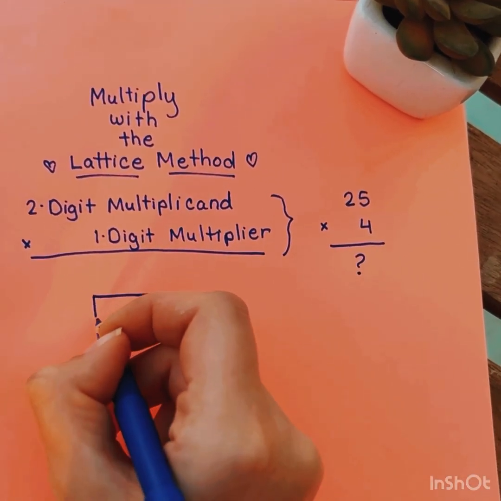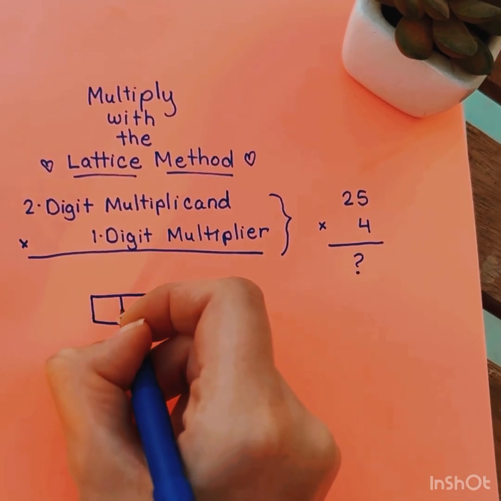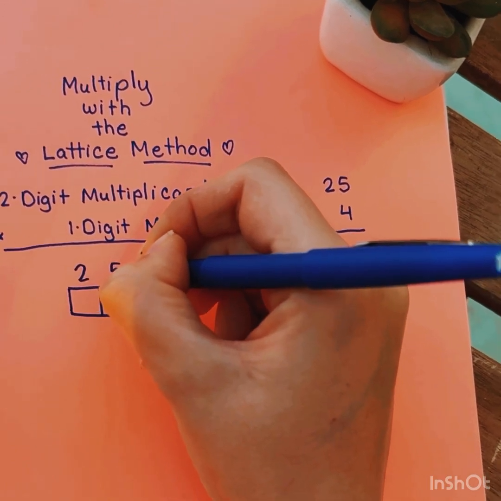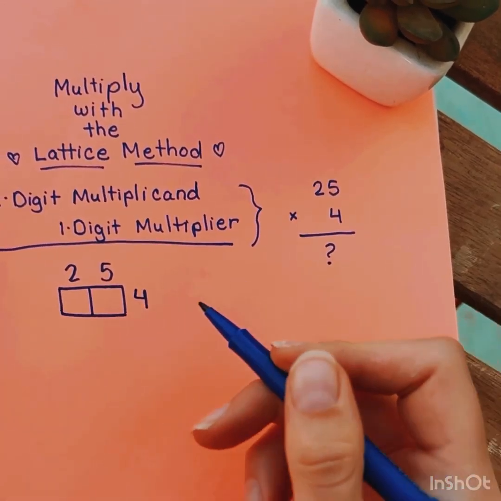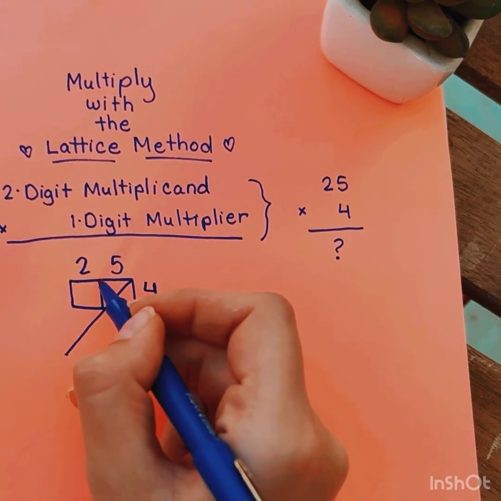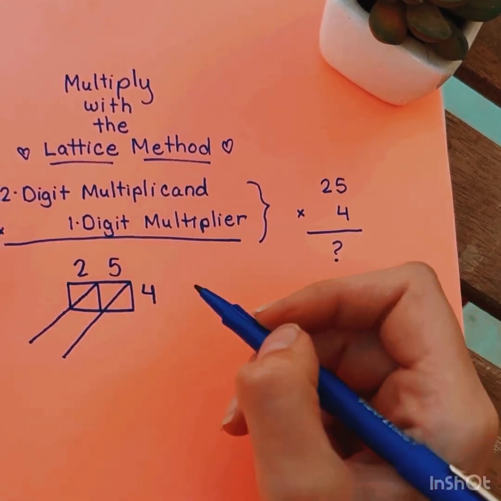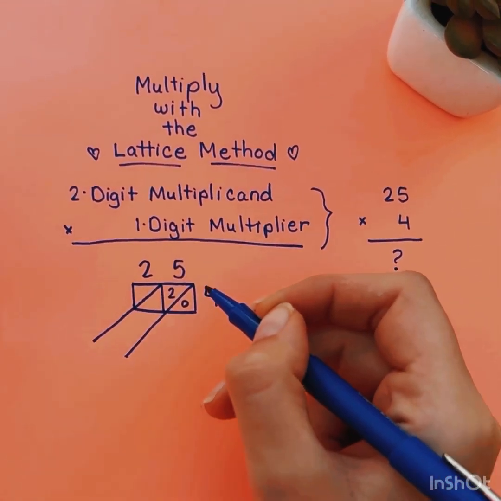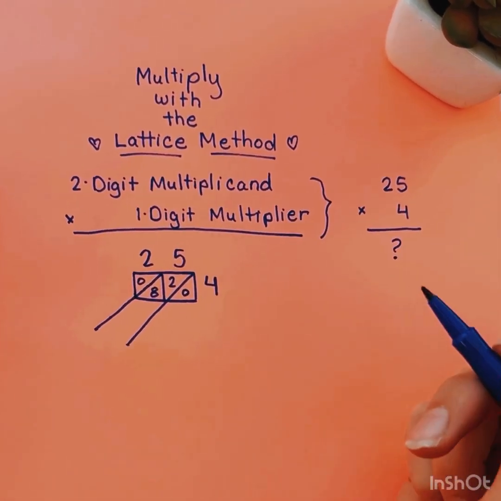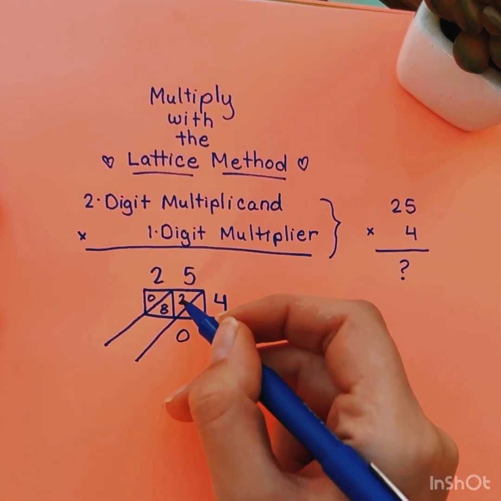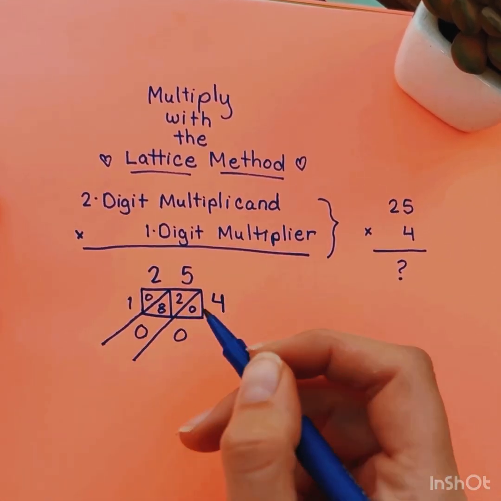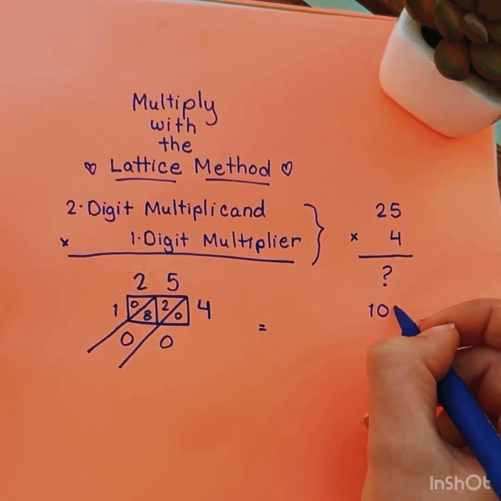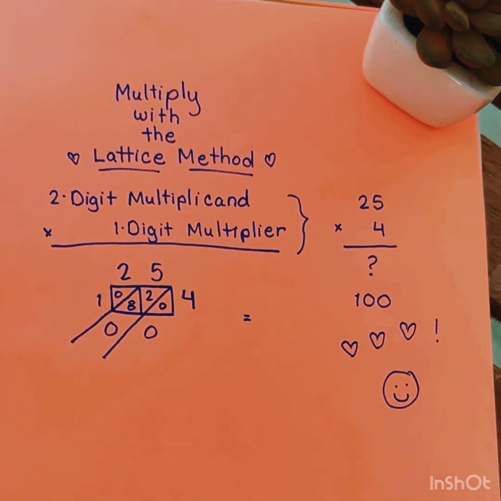We draw a box. We need to have a 2 by 1 because we have a 2-digit multiplicand times a 1-digit multiplier. We write the digits above the corresponding boxes and draw lines to create the lattice. Then we multiply the single digits. So 4 times 5 is 20, and 4 times 2 is 8. Then we simply add the columns. We have 0, then 8 plus 2 is 10. We carry the 1, leaving us with 100.